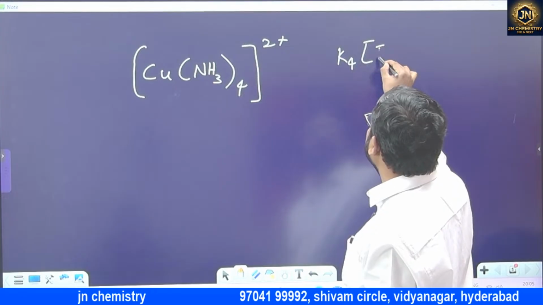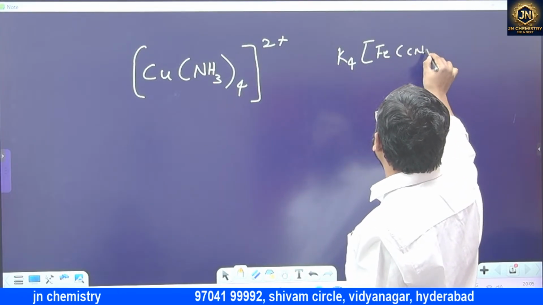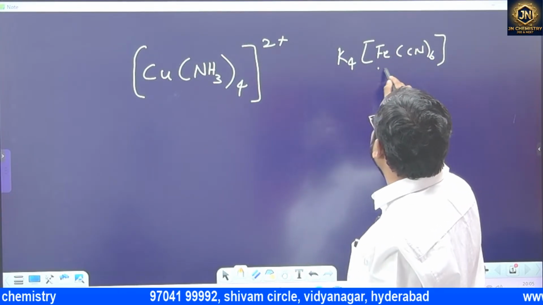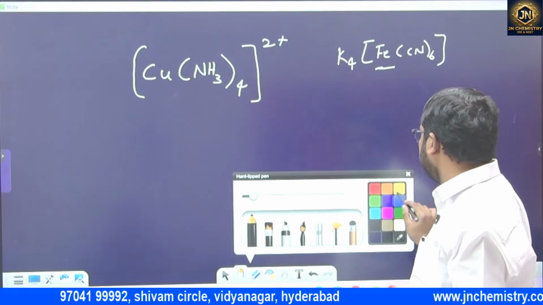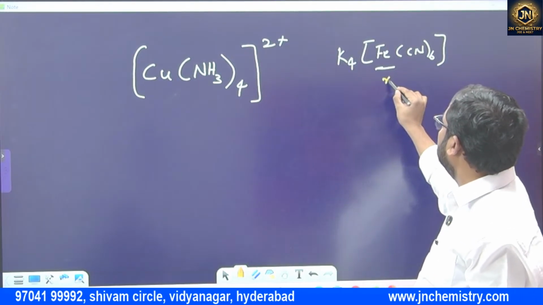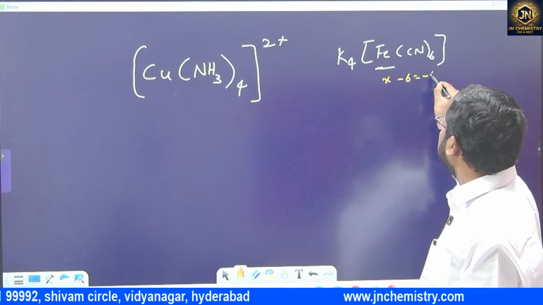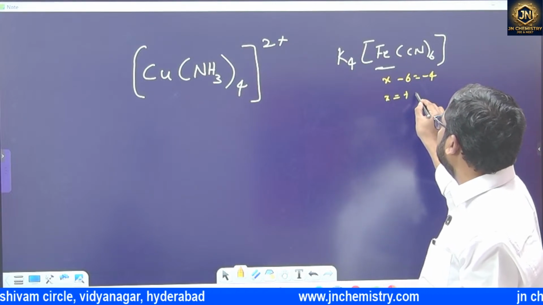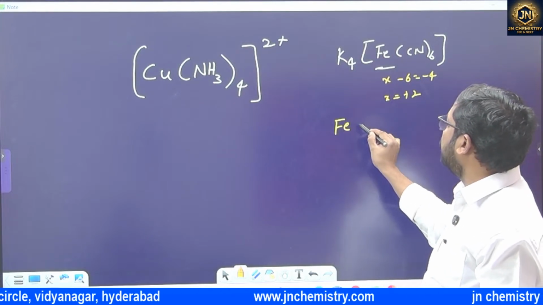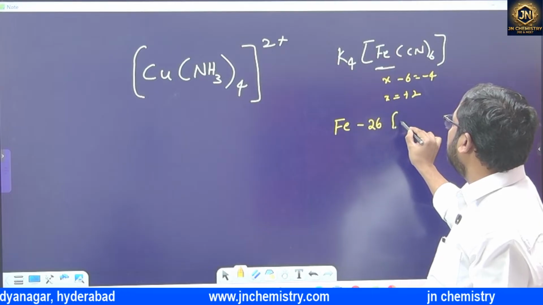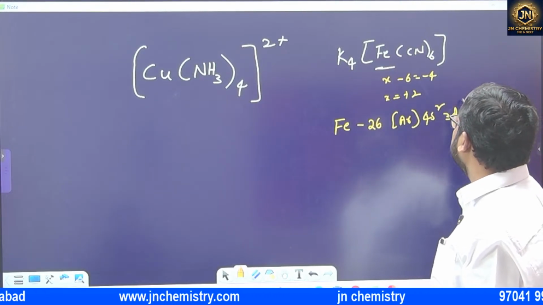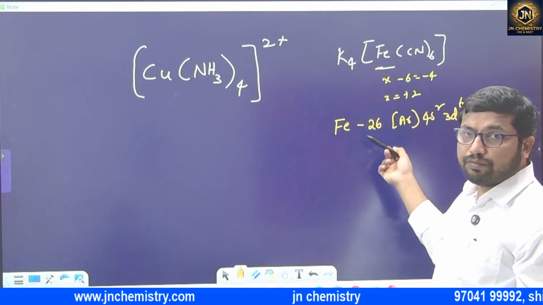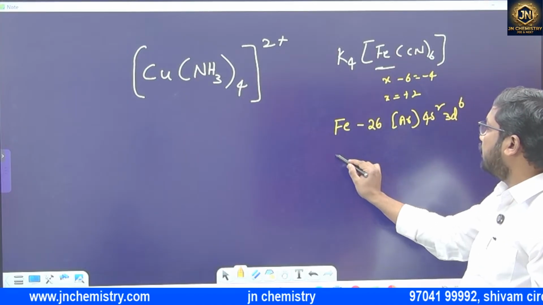For example, K4[Fe(CN)6] is there. So first we need to find out the iron oxidation state. What is the iron oxidation state here? X minus 6 is equal to minus 4, means X is equal to plus 2. Generally iron is 26, right? Argon 4s2 3d6, but plus 2 means where we need to remove the electrons? Fe plus 2.